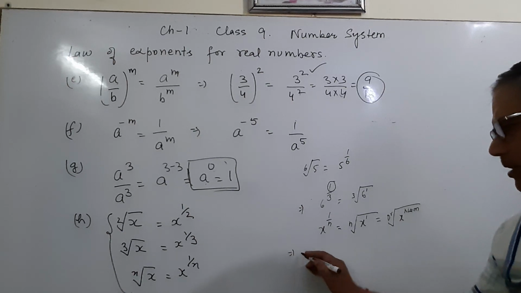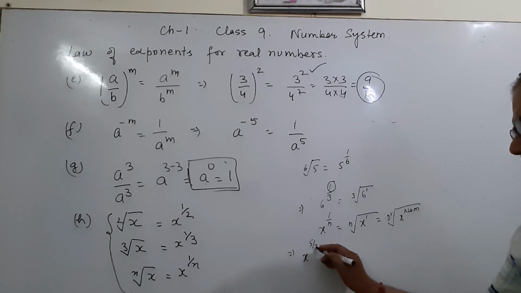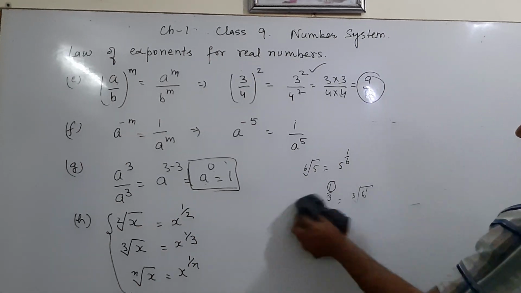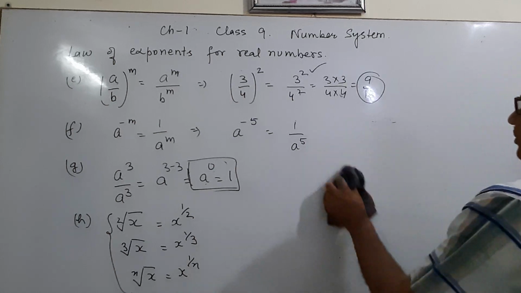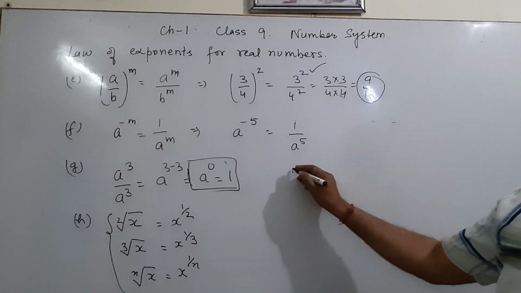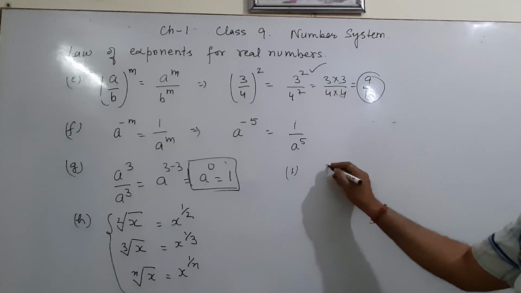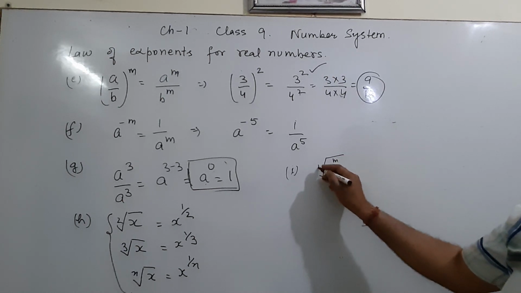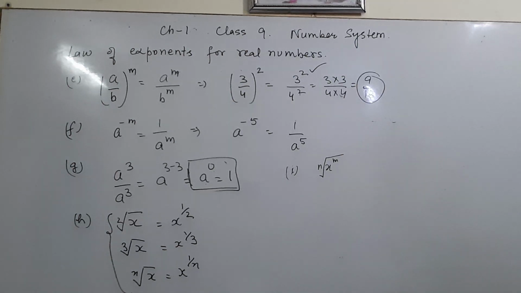One example is also x power 5 upon 3. In what form can I write it? This x, and this denominator here, and this 5 will be in power. Is it clear? And last, x power n whole power n. How will I write this? This is the same.